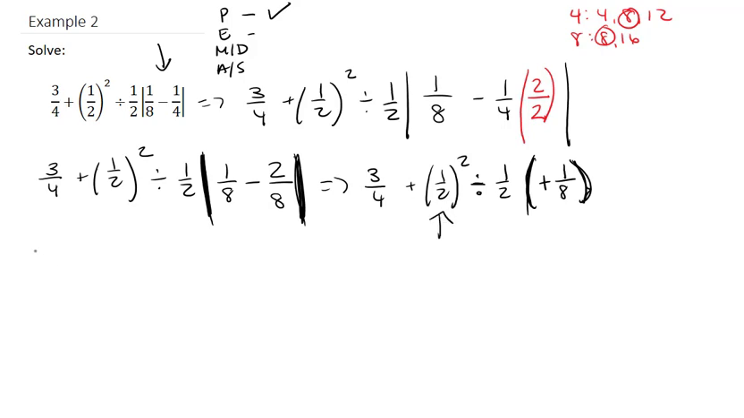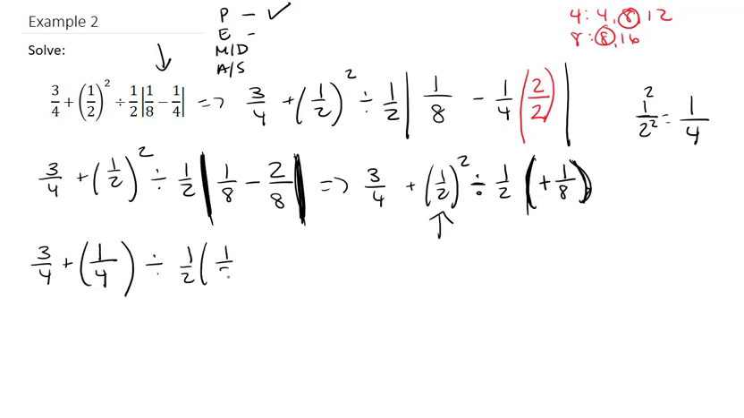So we have 3/4 plus, now 1/2 squared. When you go 1/2 squared, it's really just going 1 squared over 2 squared. And this is equal to 1 times 1 is 1. 2 times 2 is 4. So we have 1/4. So we can go ahead and just rewrite that. Divided by 1/2 times 1/8.